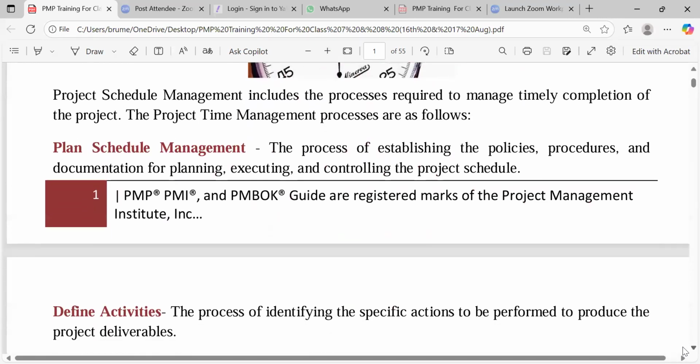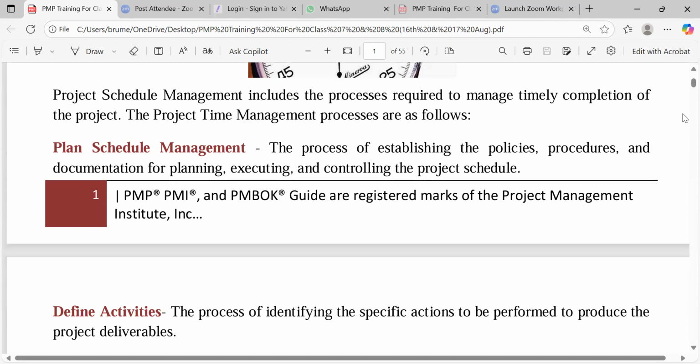Project schedule management is important. As the name implies, schedule. Schedule has to do with timeline. Schedule has to do with time management. Scheduling has to do with us coming up with the appropriate time frame for our individual activities.